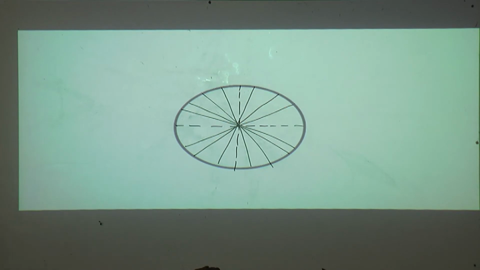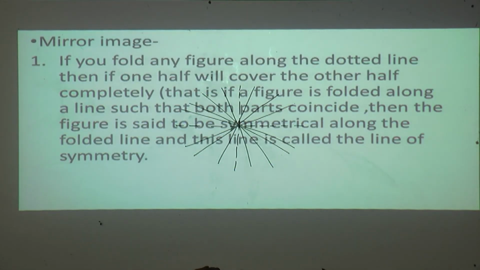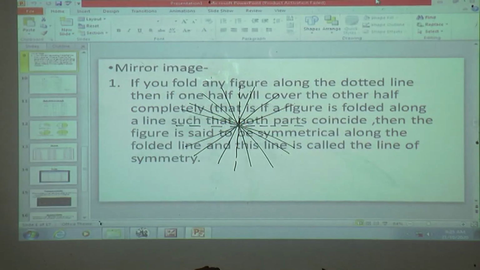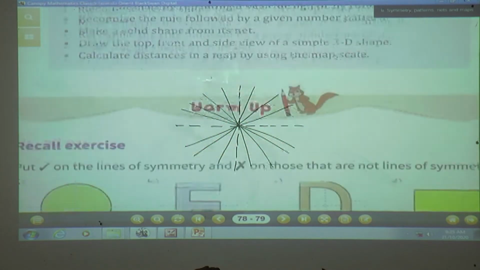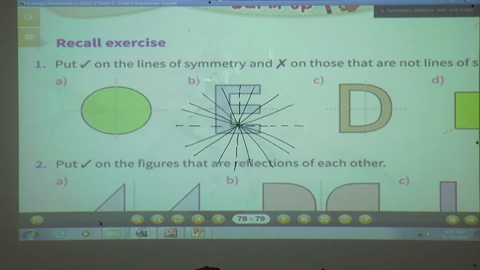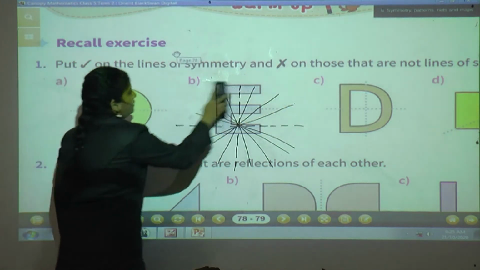The best example in nature of symmetry is the human face, isn't it? Human face is the best example of symmetry in nature. Now students, see, here first of all we'll see the recall exercise given in the textbook. See, read the question.